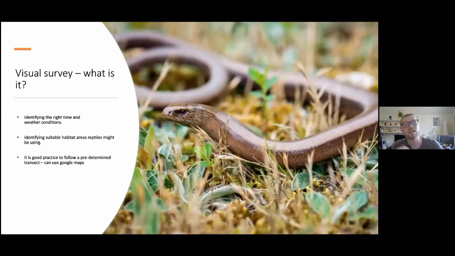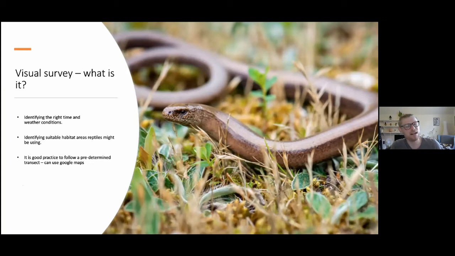And knowing this, we can conduct a visual survey and identify the right conditions that a slow worm is going to be basking in so that we can go out and see them. And that's really all a visual survey is when it comes to reptiles: identifying the best time to go out and see reptiles.